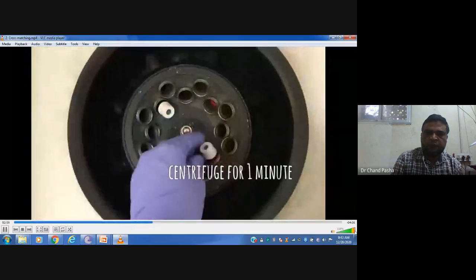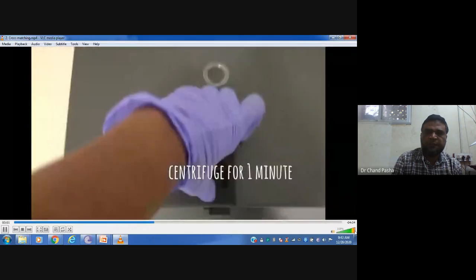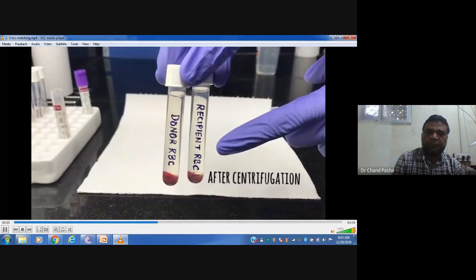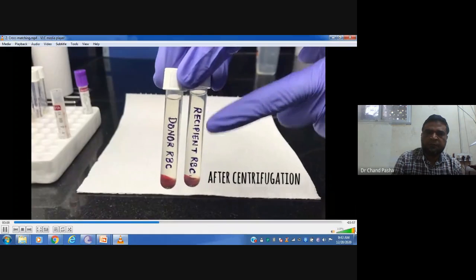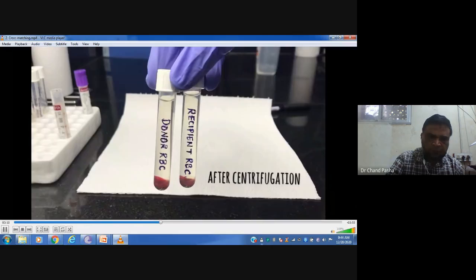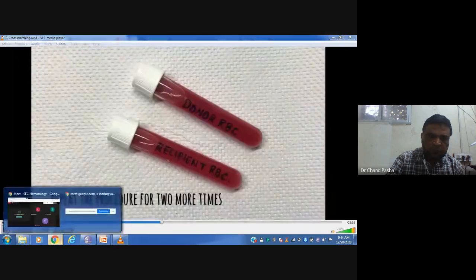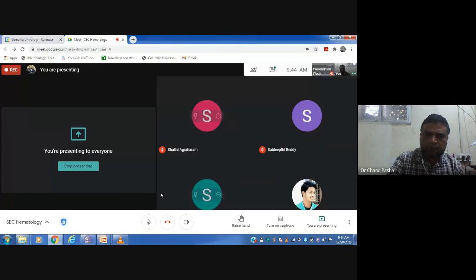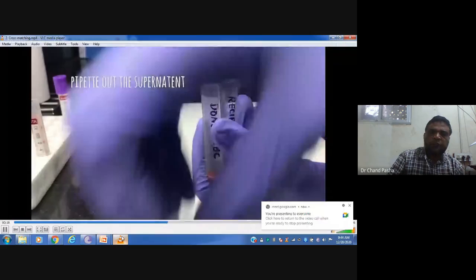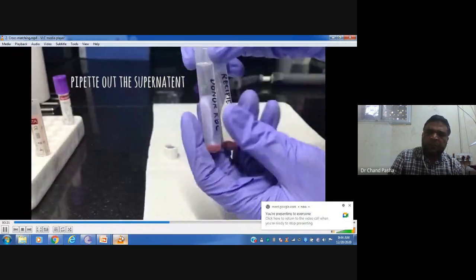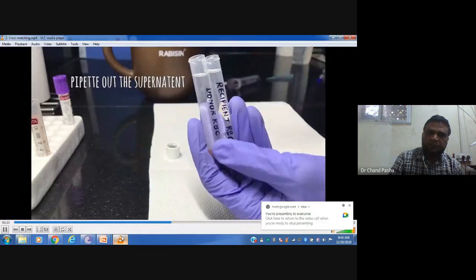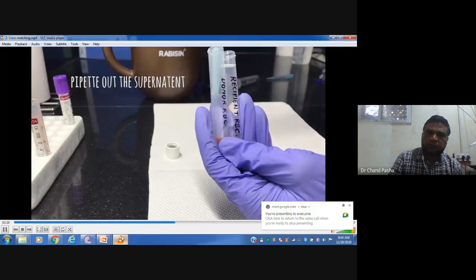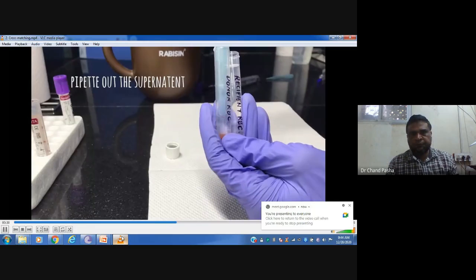Centrifuge the samples for 1 minute. This is the washing phase of RBC. After centrifugation, discard the supernatant. These are the washed cells. Supernatant can be discarded either by decanting or pipetting out. Repeat RBC washing with normal saline 2 more times. So these are the washed RBC cells. After the third RBC washing, gently pipette out the supernatant from both the test tubes.